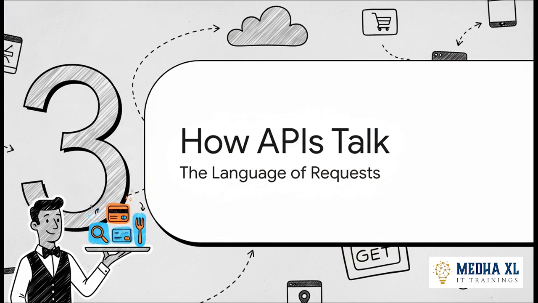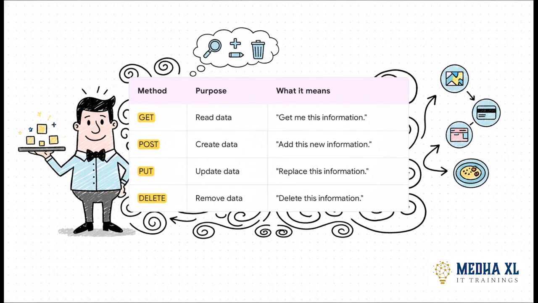Okay, so if these digital waiters are carrying messages back and forth, what language are they even speaking? It's got to be super complicated, right? Nope, it's actually a very simple, standardized language made up of requests. Really, at its core, this language has 4 basic commands. A GET request is just what it sounds like. Hey, get me this information, like asking to see the menu. A POST request says, add this new information, like when you place a new order. PUT is for updating something that's already there. And DELETE is, well, you can probably guess that one. It's a really simple, action-based vocabulary.